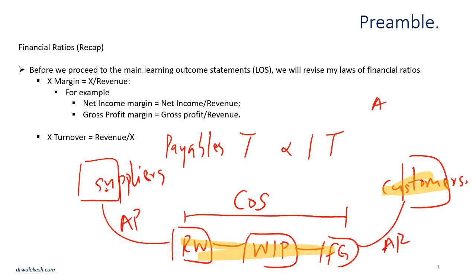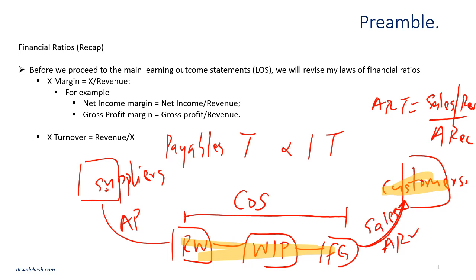So account receivable turnover obviously would be sales or revenue over account receivables, because you must have sold something to your customers. But as far as your suppliers are concerned, you must have purchased something from your supplier. So that can never be sales over account payables. It will obviously be what? Purchases over account payables. So your account payables turnover will be purchases over account payables.